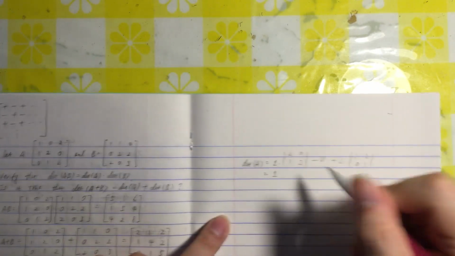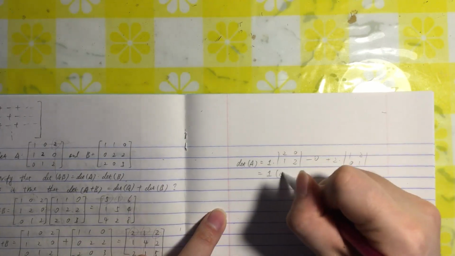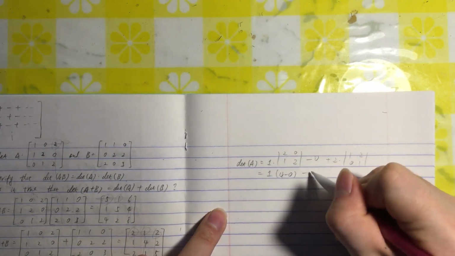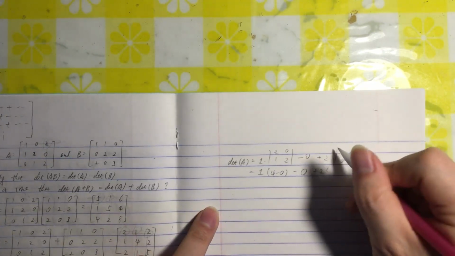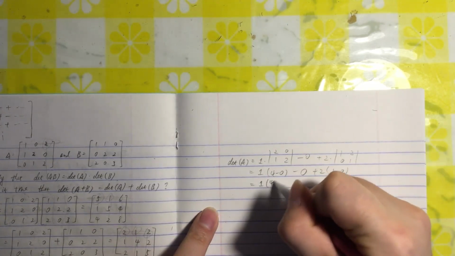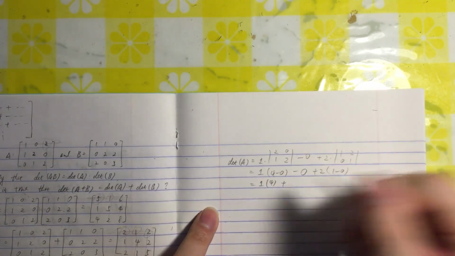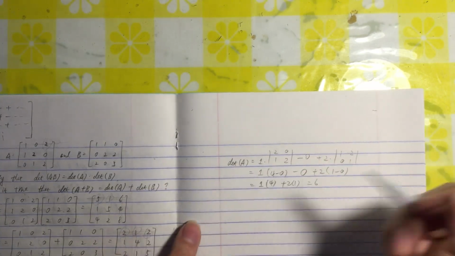Then compute the determinant for this 2 by 2 matrix. I get 4 minus 0, minus 0, plus 2 times the determinant of this 2 by 2 matrix. That's 1 minus 0, which is 1, times 4, plus 2 times 1, which is 6. So the determinant of matrix A is 6.